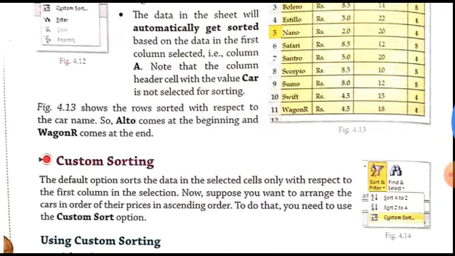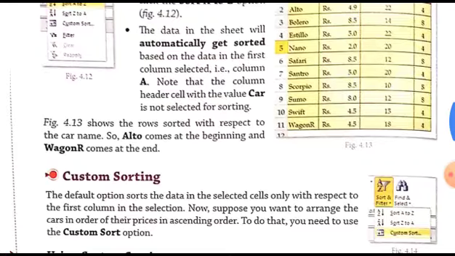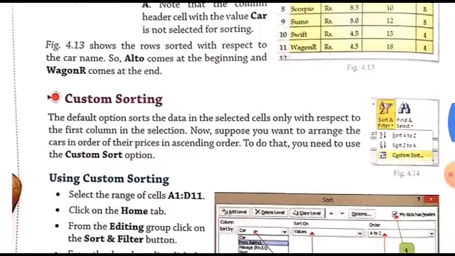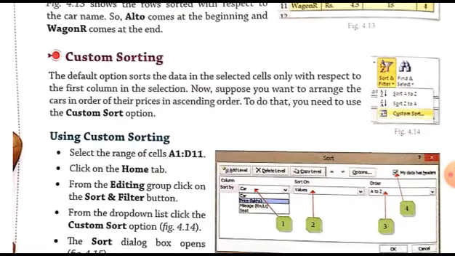Now suppose we want to arrange the cars in order of their prices in ascending order. Prices are given in the B column. The B column has the prices of the cars. So if you want to arrange the cars in ascending order of their prices, we have to use the custom sort option. How are we going to use this option? The first 3 steps are exactly similar to those of default sorting. First of all, we have to select the range of cells A1 to D11.